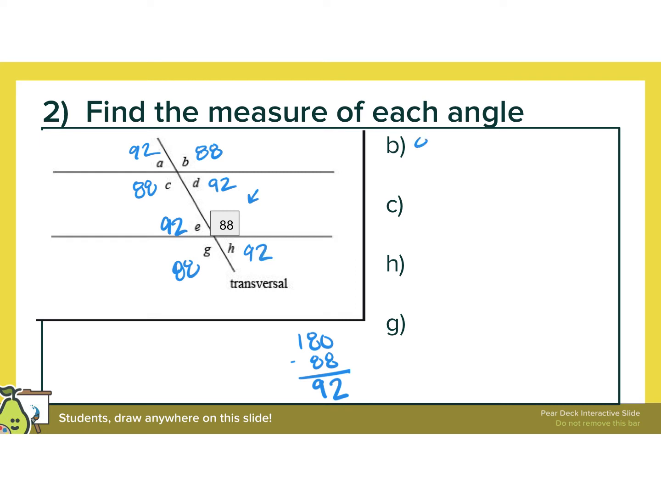So angle B is 88 degrees. Angle C is also 88 degrees. They are congruent. Angle H is 92 degrees, and angle G is 88 degrees. Next example.